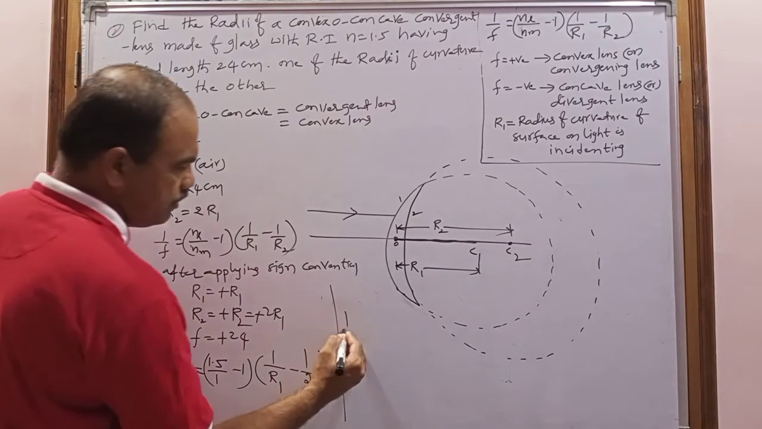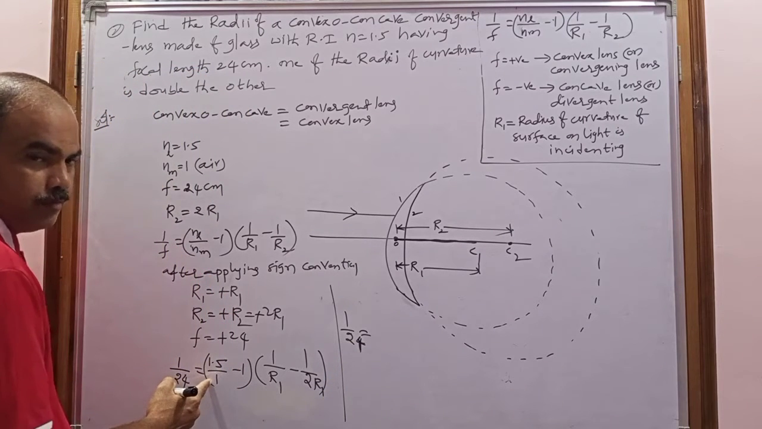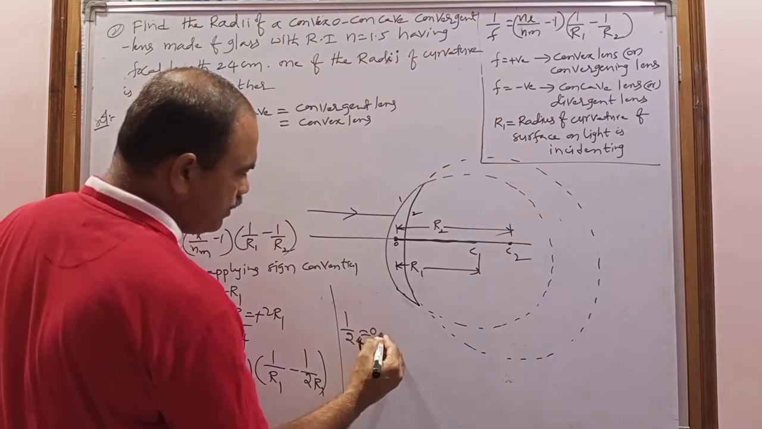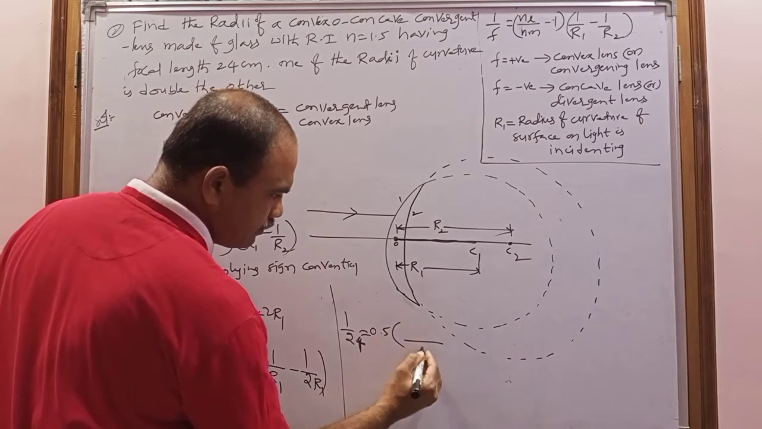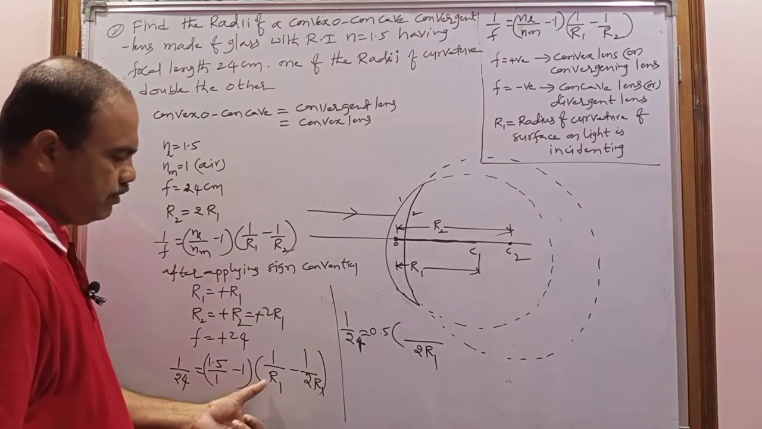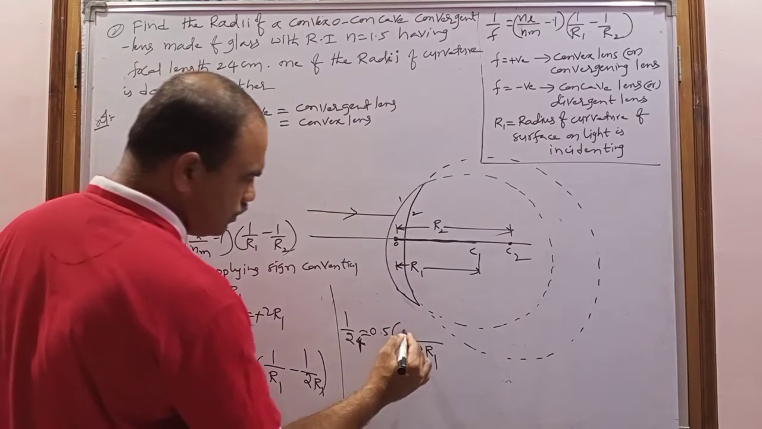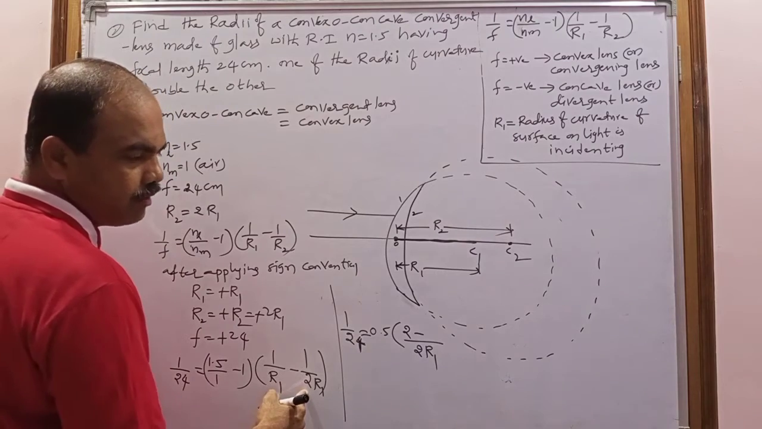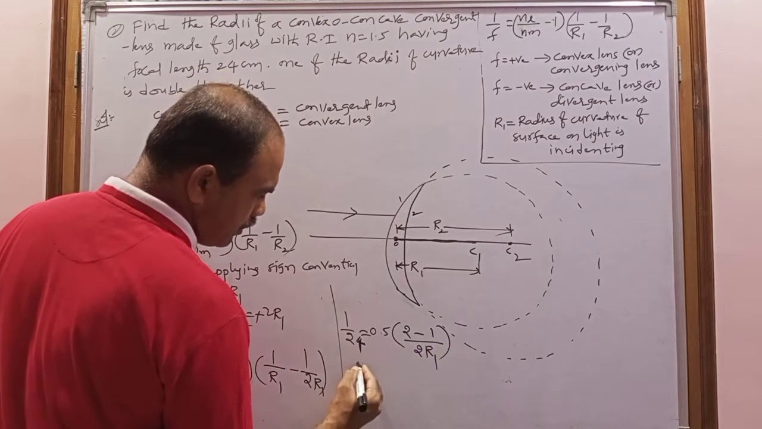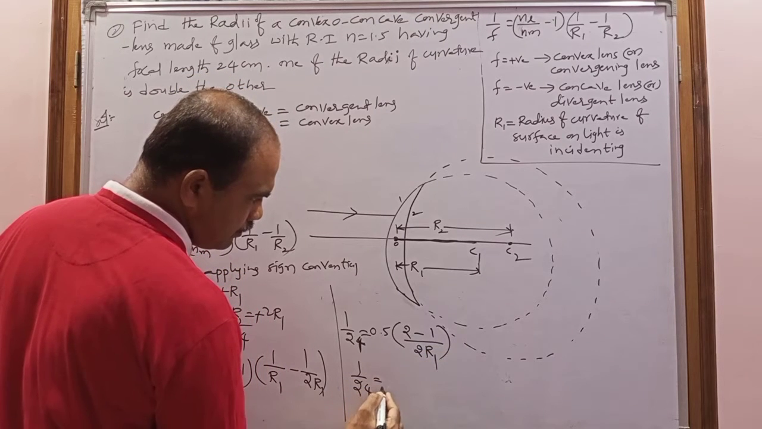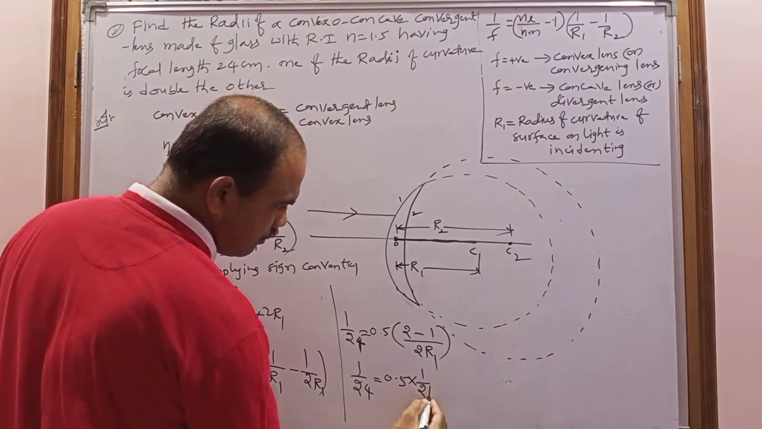So 1 by 24 equal to, 1.5 by 1 is nothing but 1.5. 1.5 minus 1 is 0.5. Next, 1 by R1 minus 1 by 2R1, the LCM is 2R1. With what value is R1 multiplied to get 2R1? 2. 2 into the numerator value 1 is 2. Minus, with what value is 2R1 multiplied to get 2R1? 1. 1 into 1 is 1. So 1 by 24 equal to 0.5 into, 2 minus 1, 1, over 2R1.